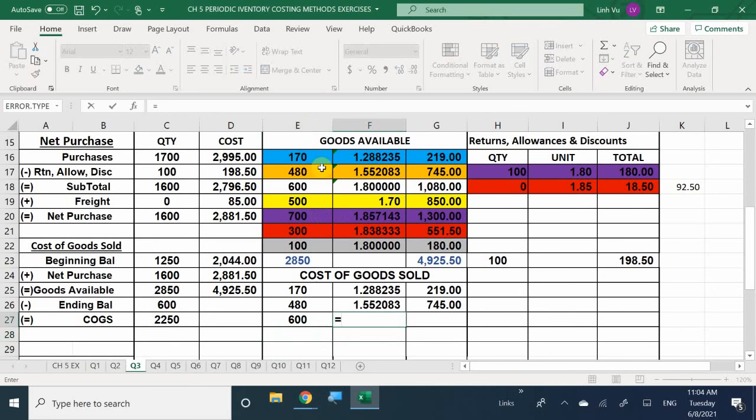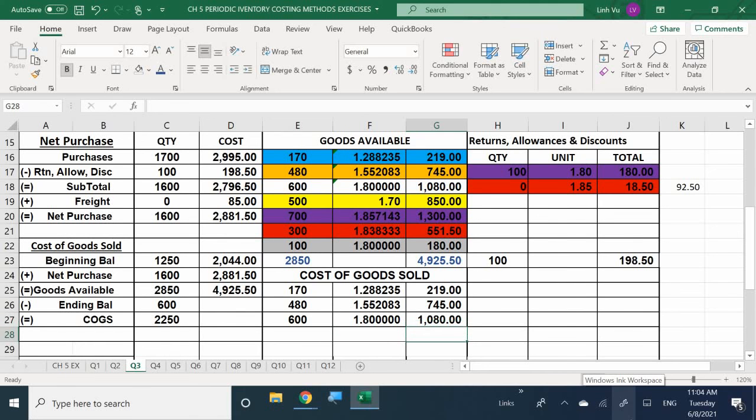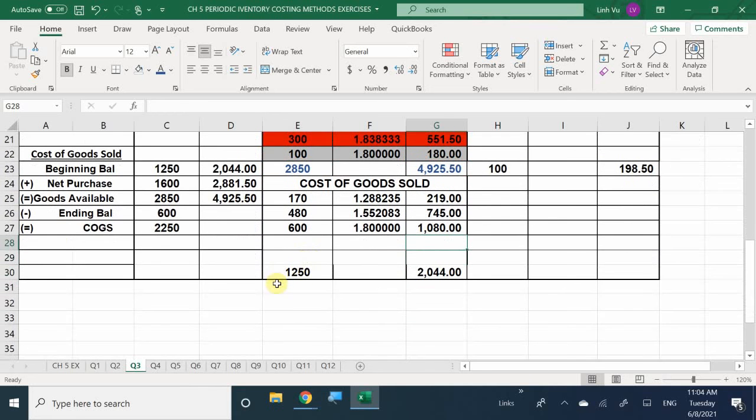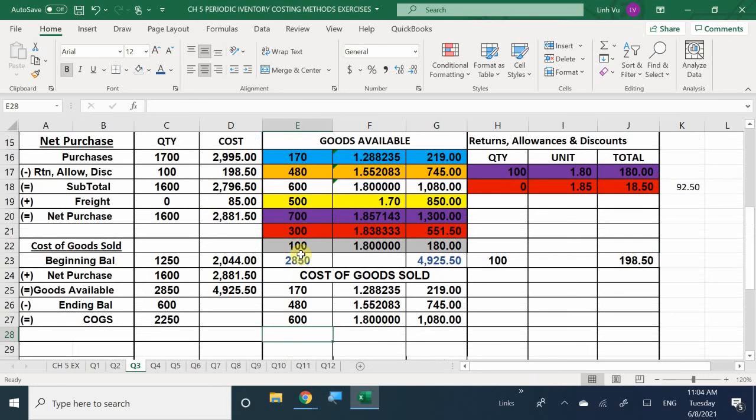Right? I'm going to sell all of that out. So in this case, we know that that's going to cost me 1080. Okay? So let's take a look. That's a total of 1250. We have how many more to go? 1,000. We have 1,000.